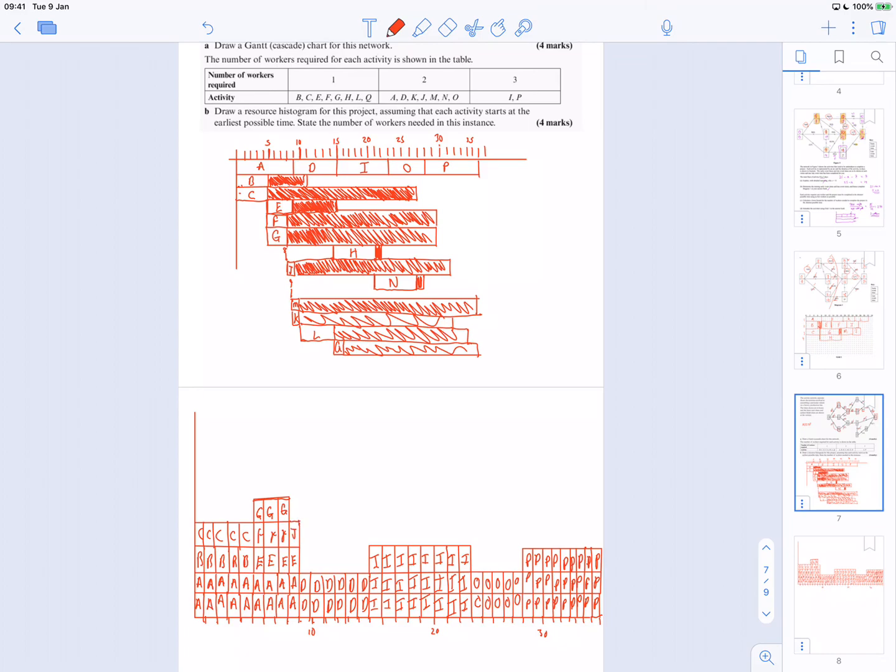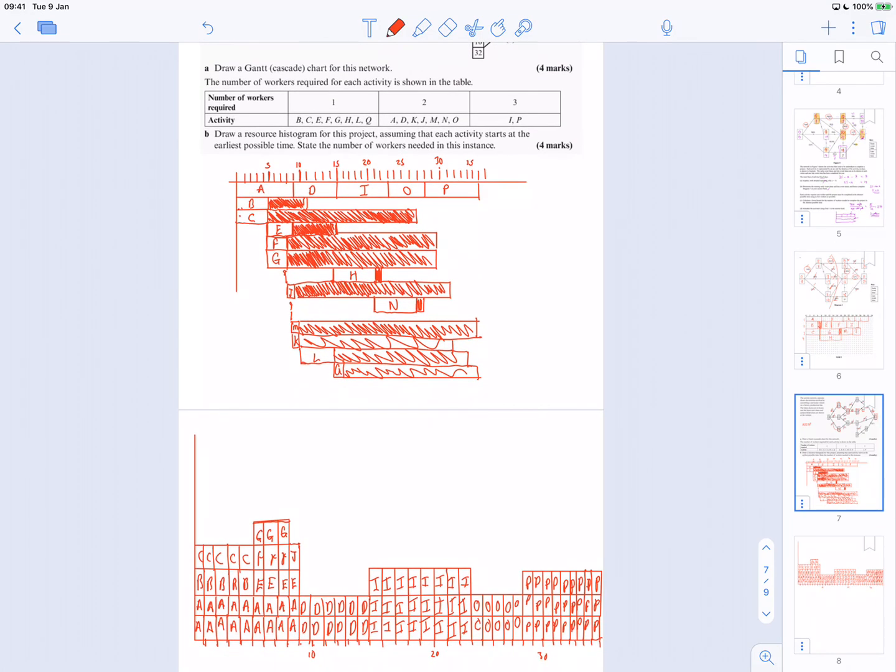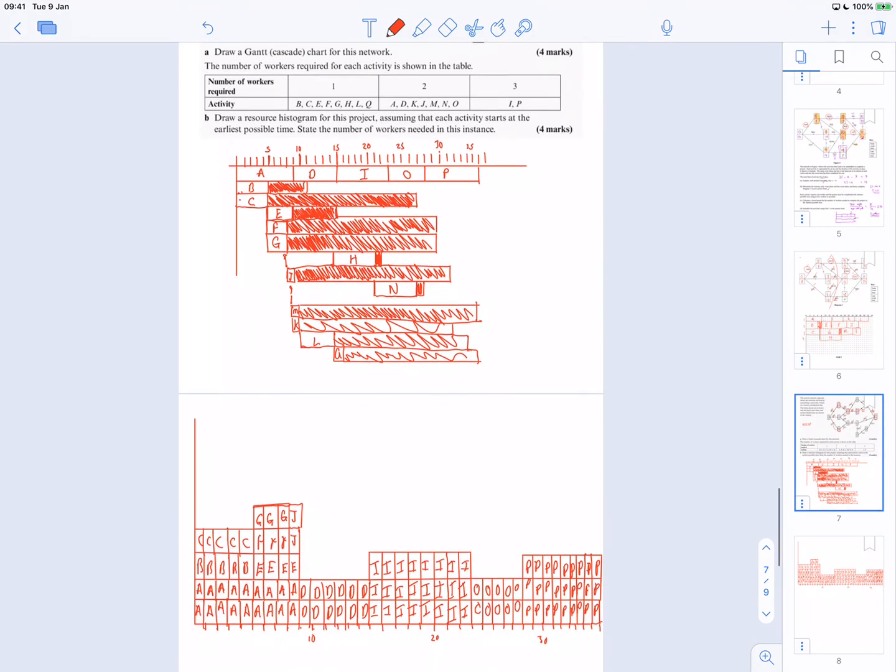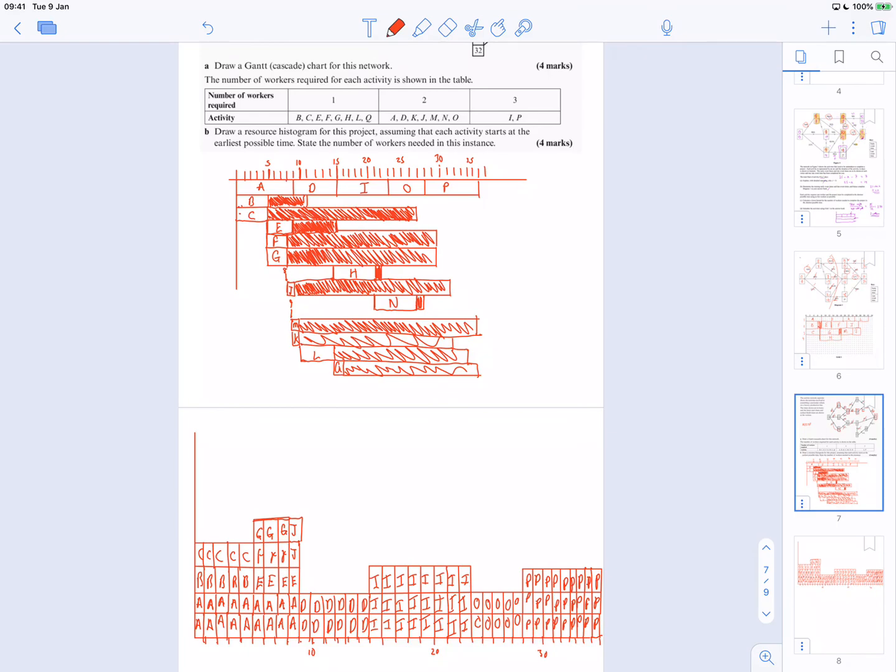That's J. J is 2 workers, so I need to slot that up 2, like so. So hold on, maybe I should be crossing these off as I go along. So I've done A, I've done D, I've done I, I've done O, I've done P, and I've done B, and I've done C, and I've done E, F, and G, and I've just done J.